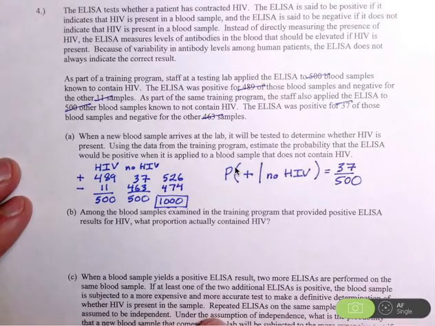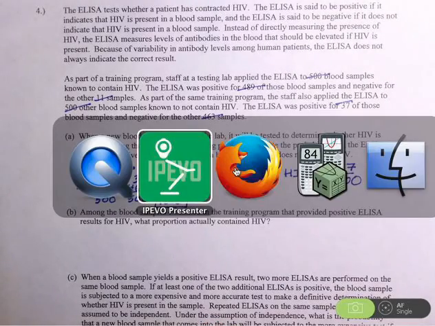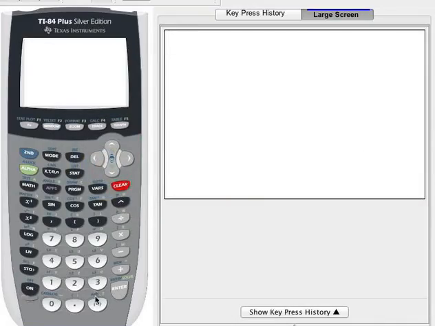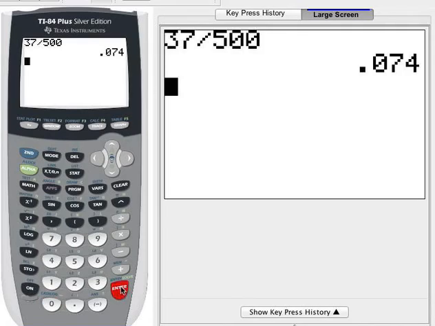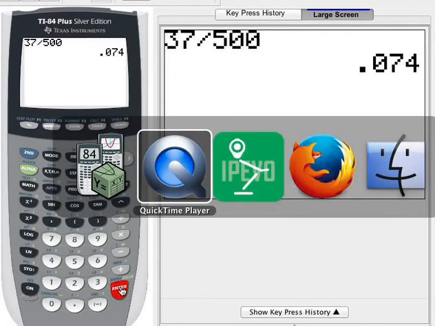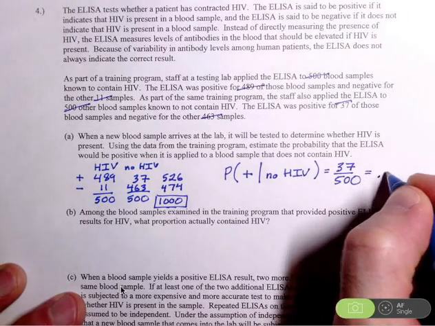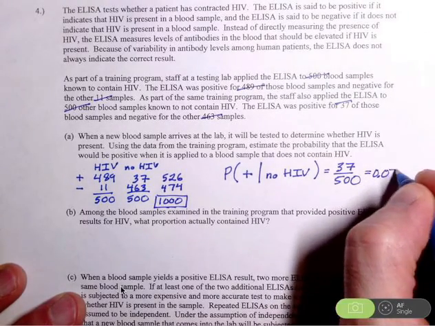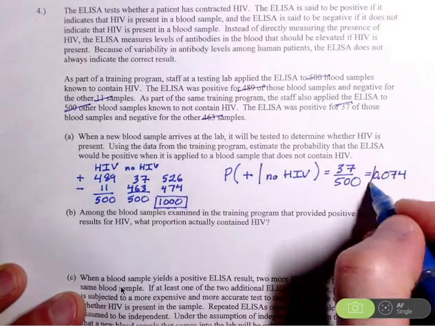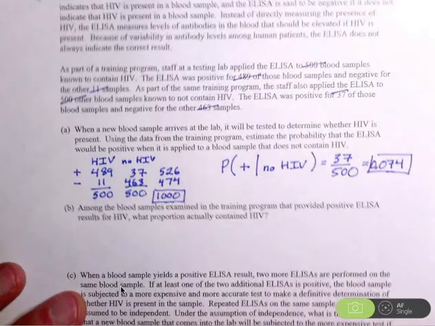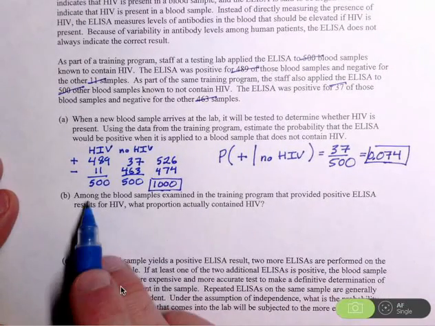There you go. If you want to write it as a decimal, you certainly can. You don't need to. 37 divided by 500 will give you 0.074. So there we go. We can use that same table to answer the next question.